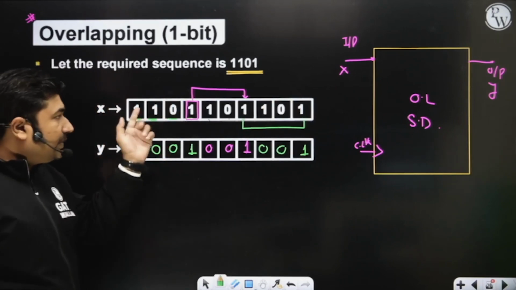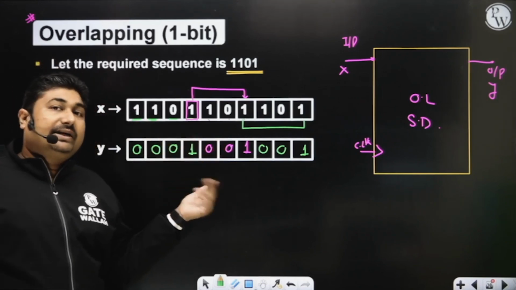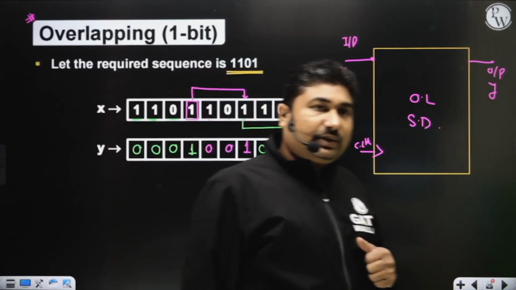It is different from the previous one. In the case of non-overlapping, the output is different. In the case of overlapping by 1 bit, the output is different. Is it okay?